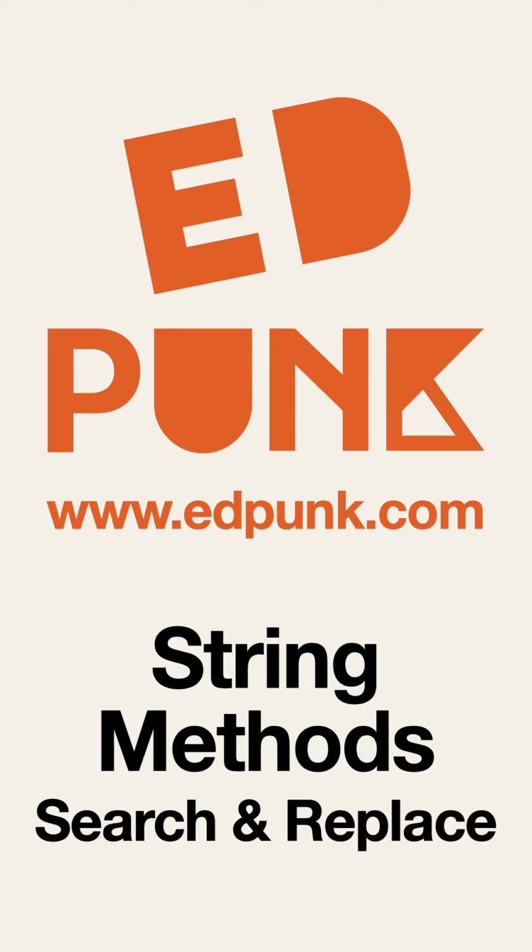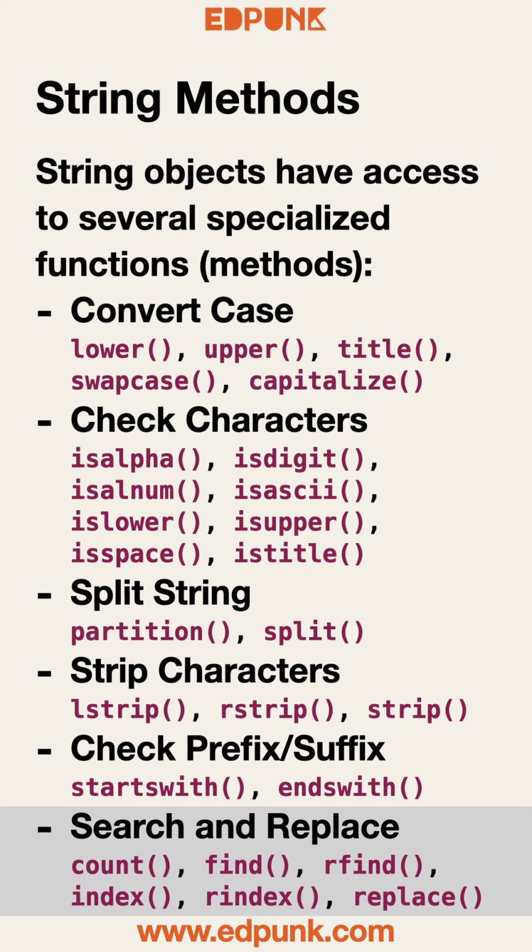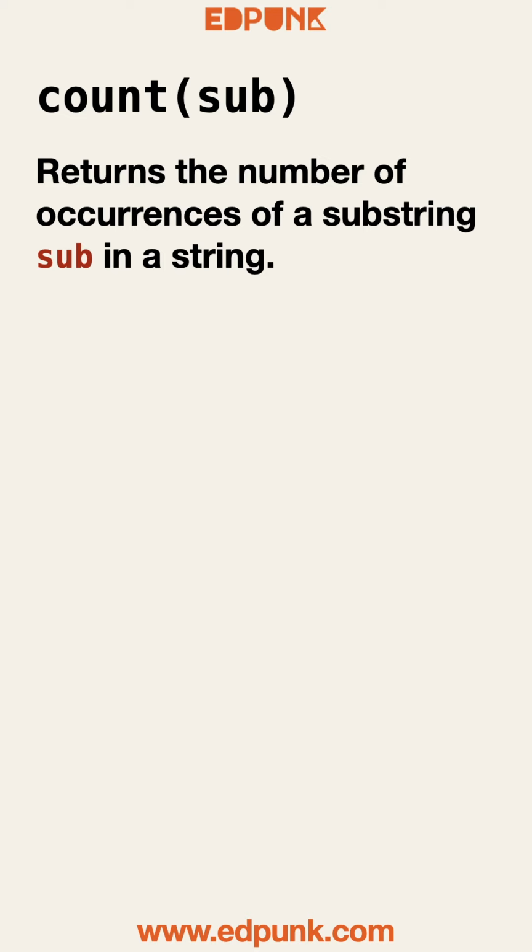Hi friends, in this video we will learn about the various find and replace string methods available in Python. String objects have access to several methods useful for locating a particular substring in a string and even replacing it. These methods are count, find, rfind, index, rindex and replace. Let us go through each of these methods in detail, starting with the count method.